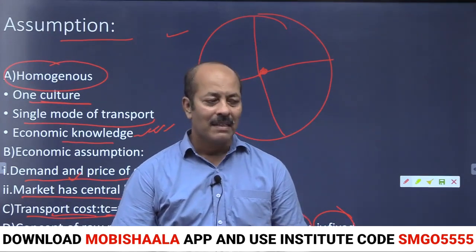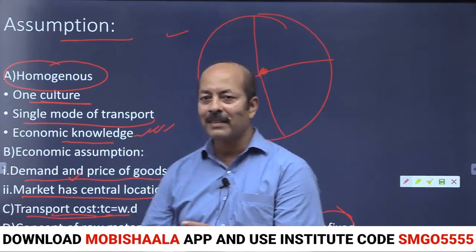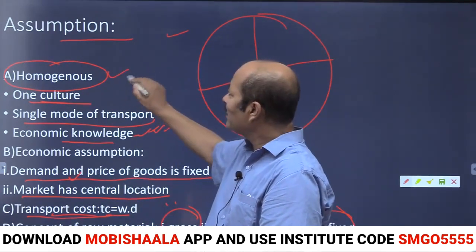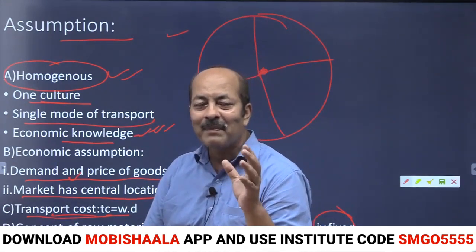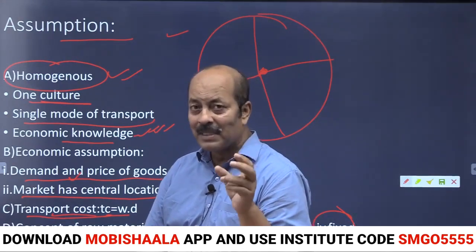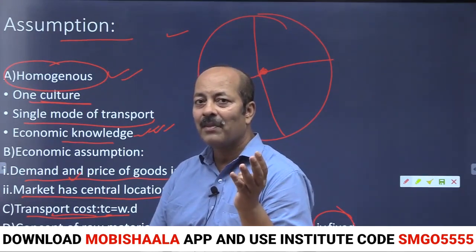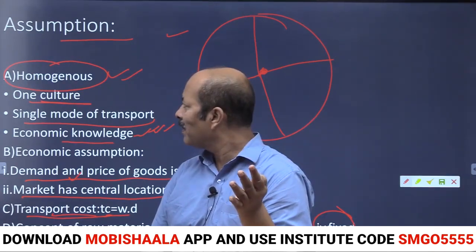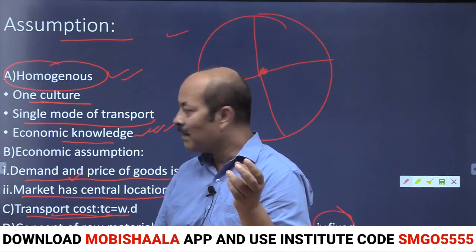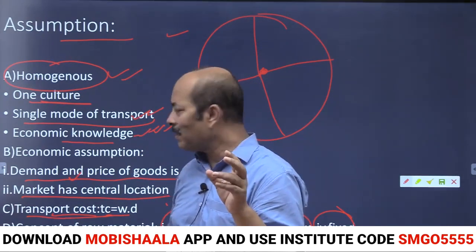Got that? So students, I would like to recap the assumptions. You have first the concept of homogeneity. Remember the main points with me. In homogeneity we have four: mainly topography, climate, culture and political system, and also the transport, mode of transport. In economic, the people will have economic knowledge also.